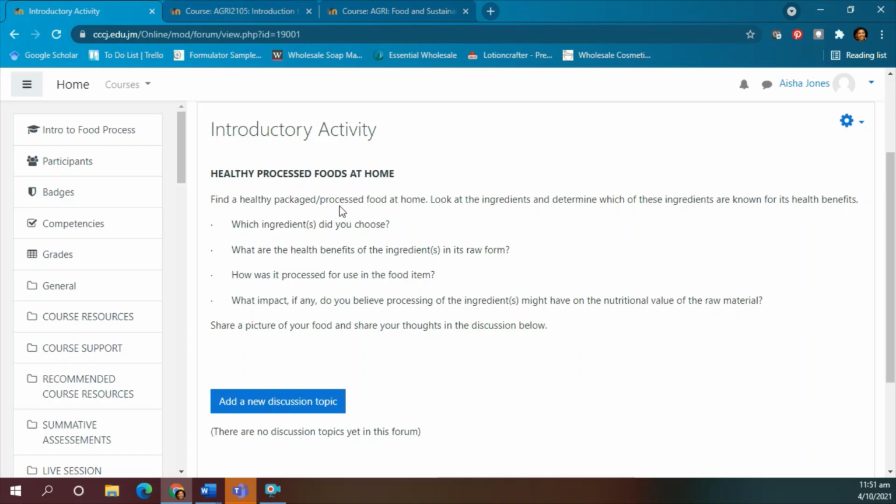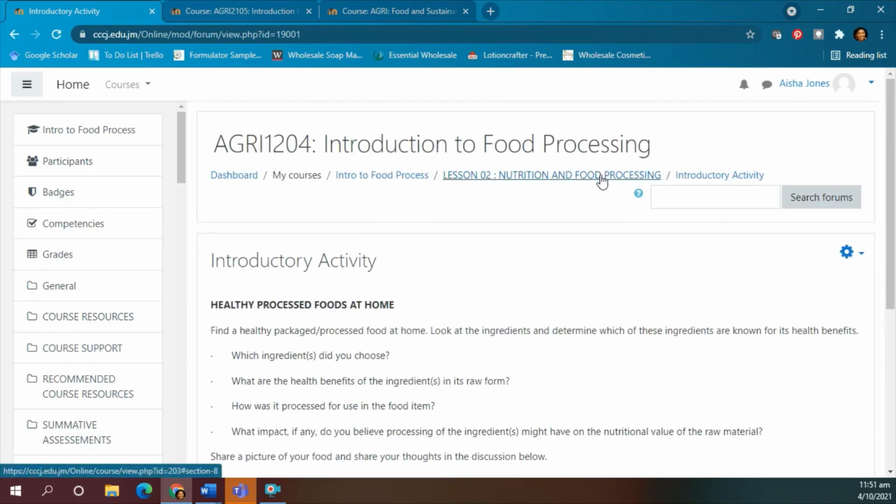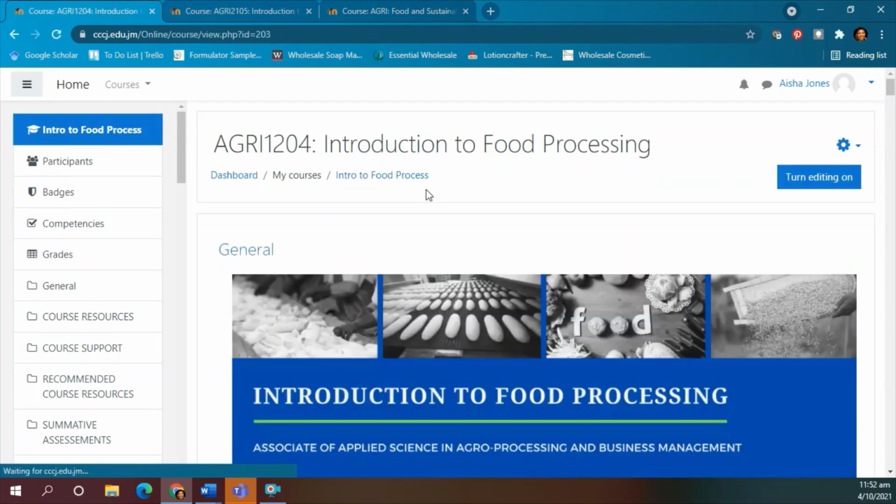And then they need to discuss what benefits they think the food they got at home and the ingredients of that food would contribute to the nutritional value of that particular product. So that now introduces them to this particular lesson, which focuses on nutrition and the maintenance of nutrition in food quality when it comes to the processing of food. So these are just two examples, but as mentioned before, all lessons have specific introductory activities that introduce them to the concepts that are to be taught throughout the duration of the course.